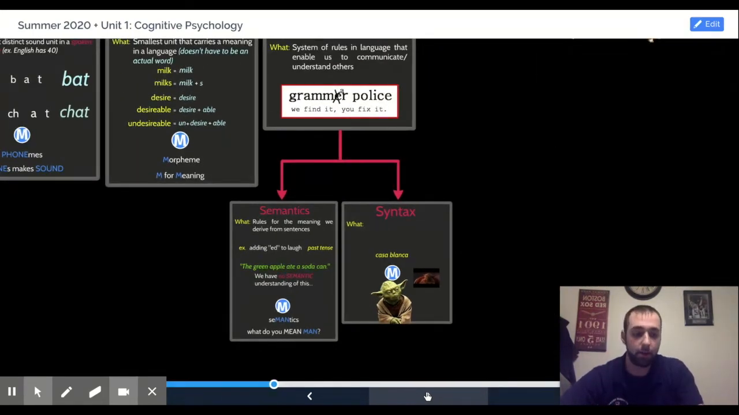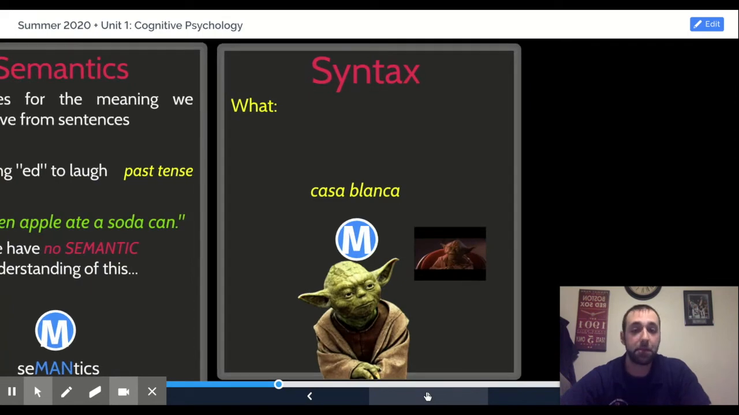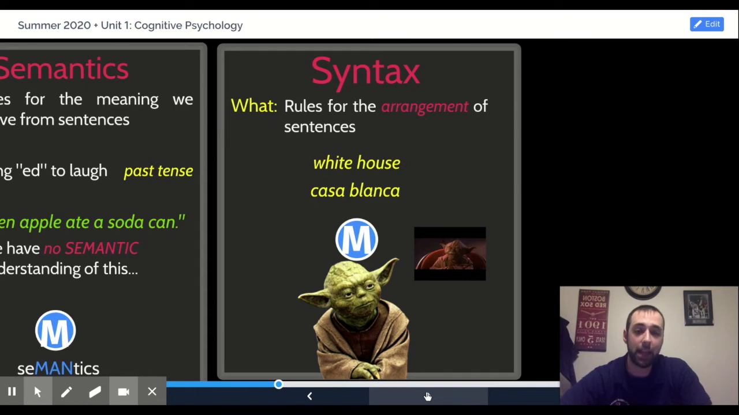Alternatively, there is what we call syntax. This is the final grammar-related term that we need to know. Each given language has a variety of syntax rules which determine the proper arrangement of words within a sentence. So, for example, in English, we would say White House. In Spanish, we would say Casablanca, which translated literally is house white. The adjective and the noun are flipped.